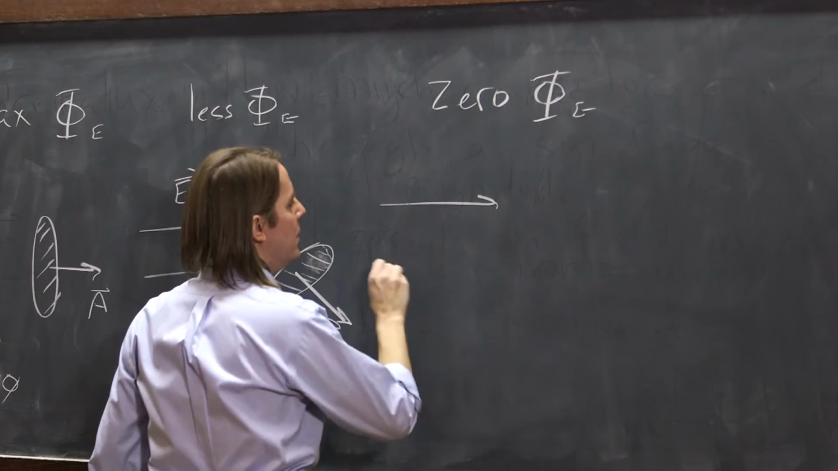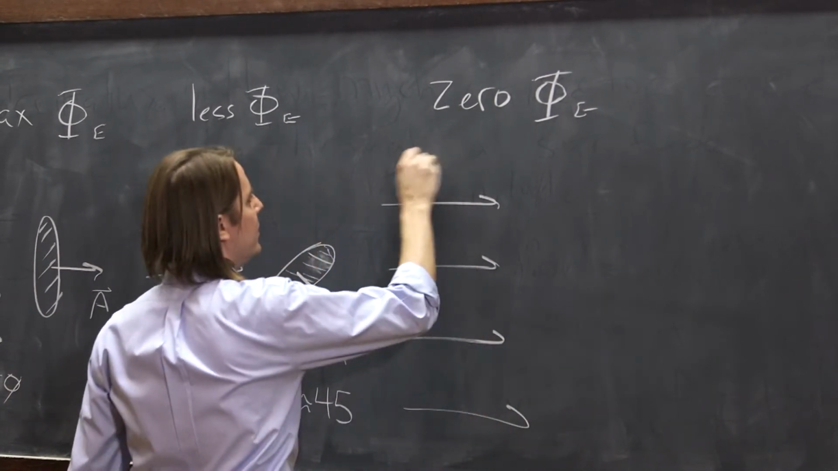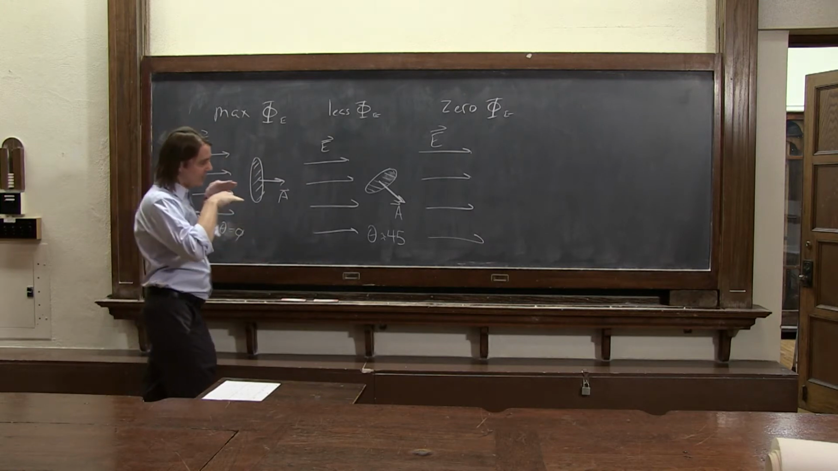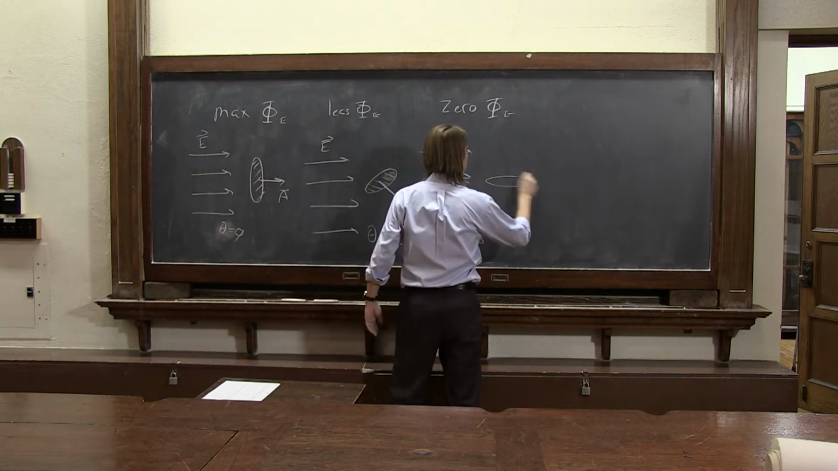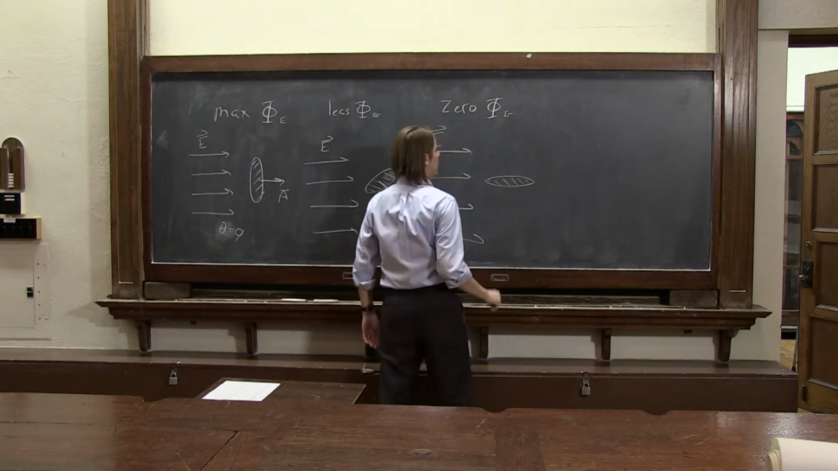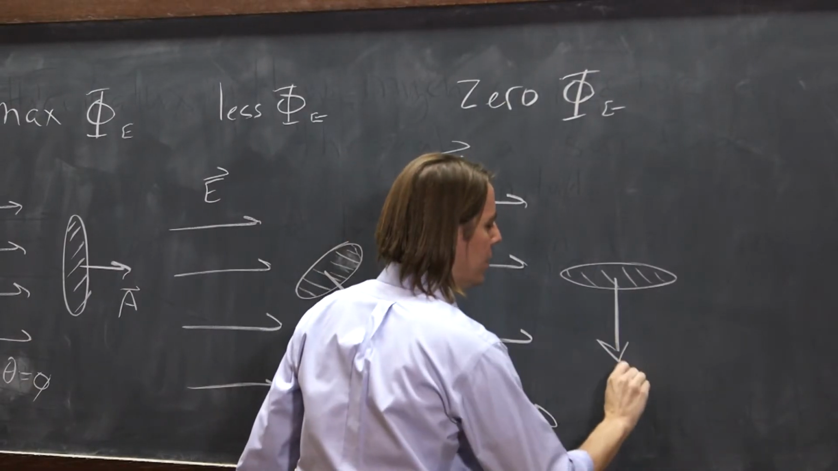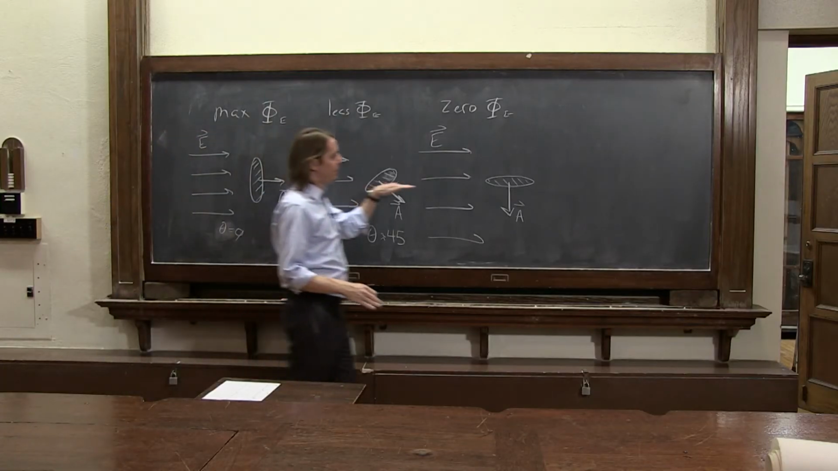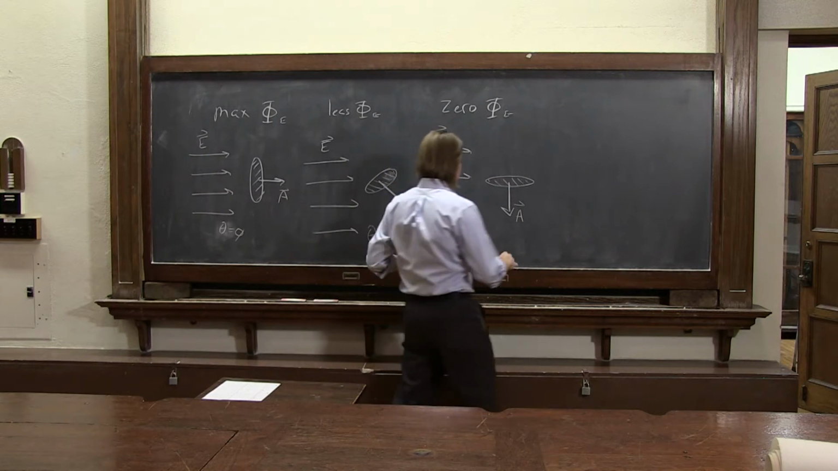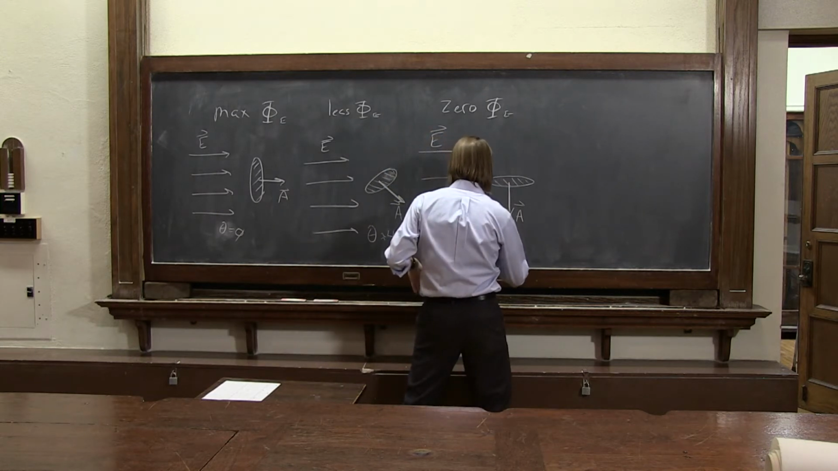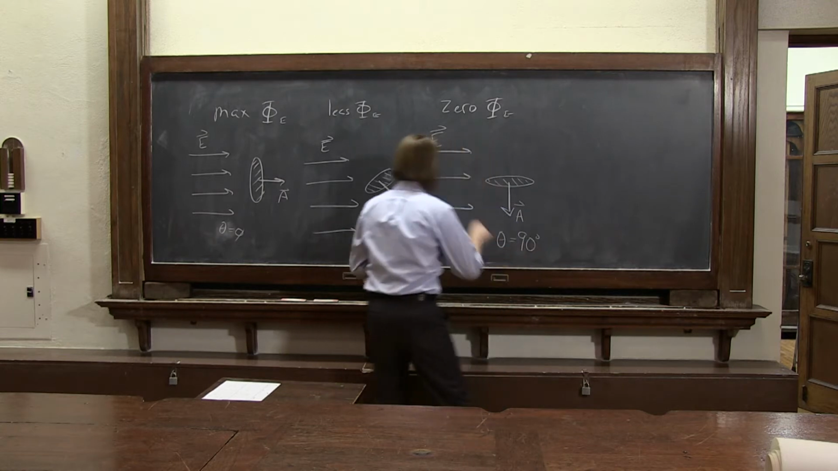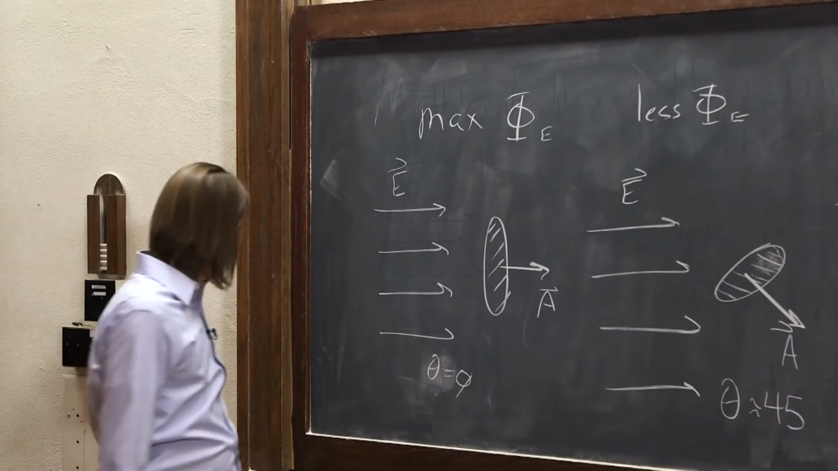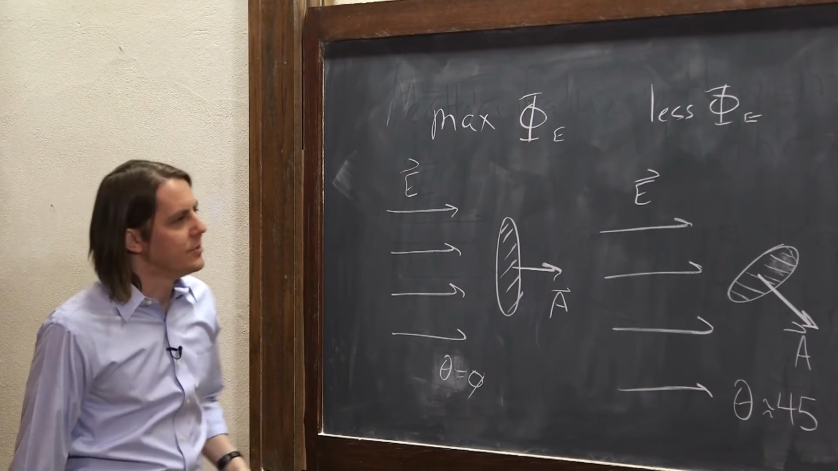Right. E field, constant E field. What would you do? The area of the circle is just flat. If your area looked like that and your A vector were down, then nothing gets through. Right? The field vectors don't even see the area. They just see a flat, thin little thing. They don't get through because theta between the E field and the A is 90 degrees, and the cosine of 90 is 0. So those are the three cases.